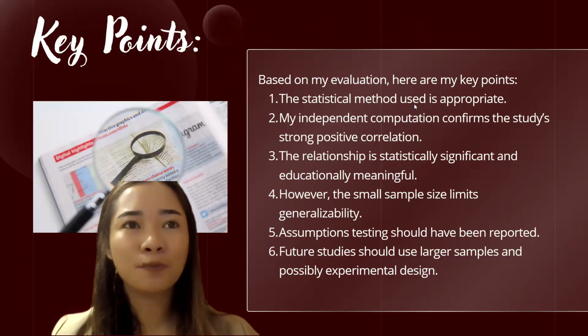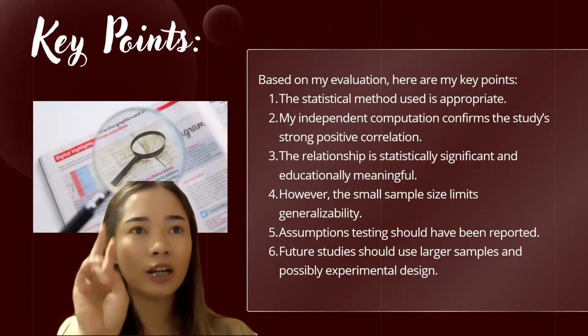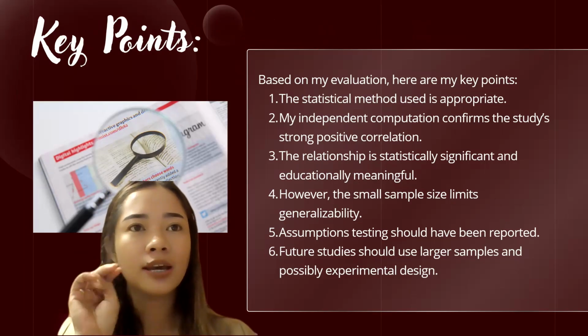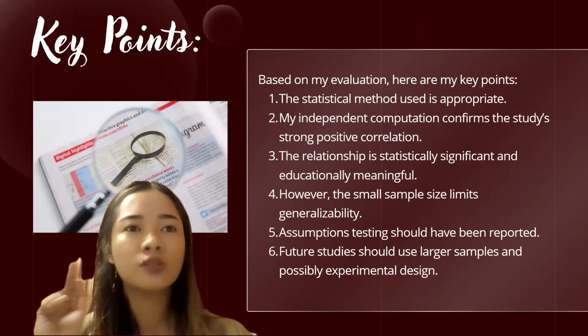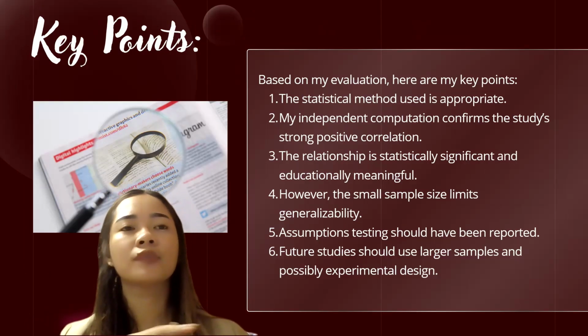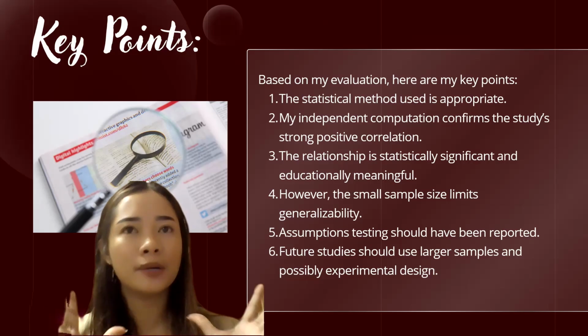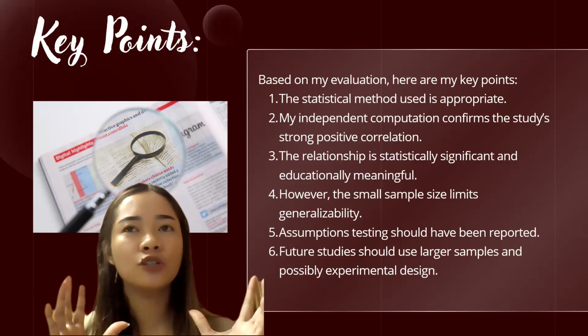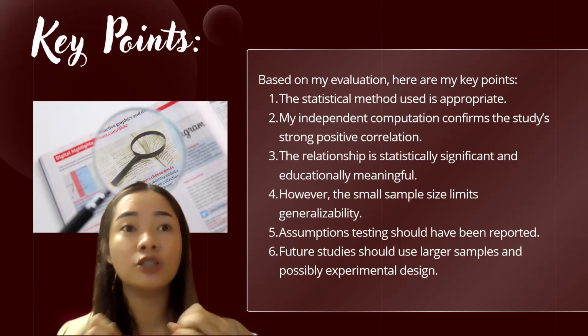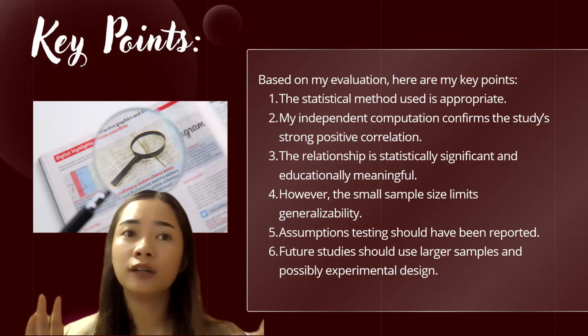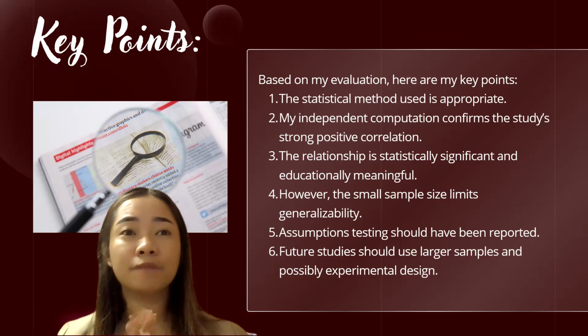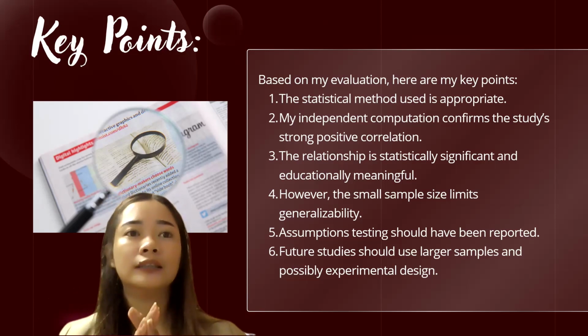The statistical method used is appropriate when you assess the relationship of two variables. It is correct to use the descriptive correlation, or the Pearson r. And second, my independent computation confirms the study's strong positive correlation. So the relationship is statistically significant and educationally meaningful. However, the small sample size is not recommendable.